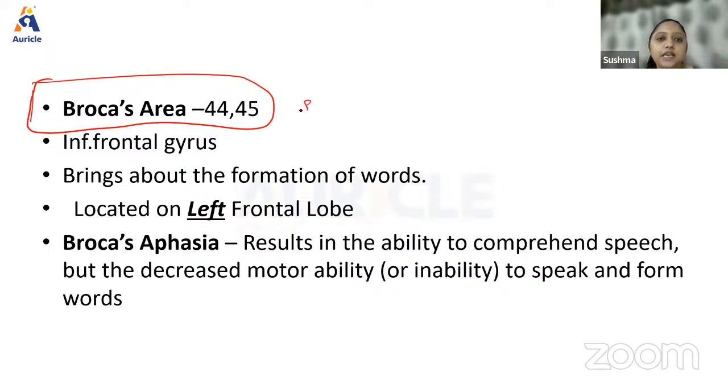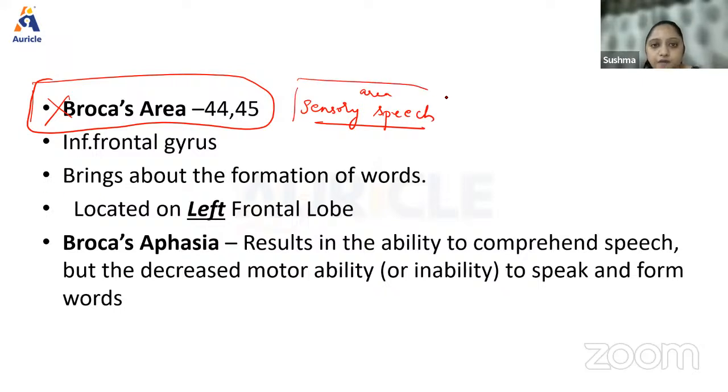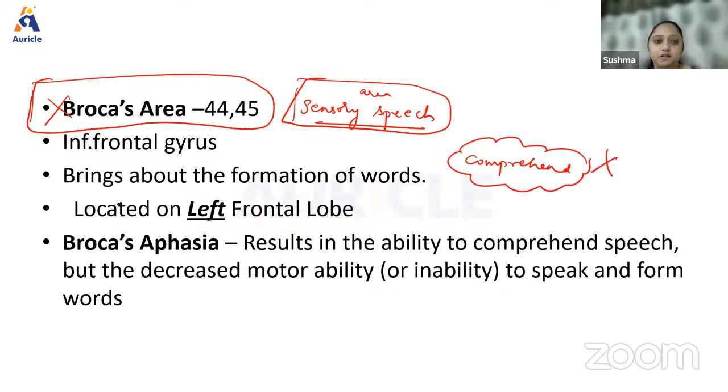Broca's area is actually the sensory area for speech. What do I mean? Sensory area for speech means that before speaking, I need to try and understand what exactly somebody else is speaking. Whenever there is an injury to Broca's area, this results in inability to comprehend speech. Understanding is lost: whenever there is damage to the sensory area for speech, I cannot understand what somebody else is speaking. Speech comprehension will be lost here.